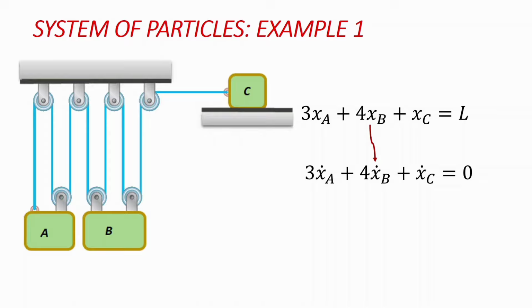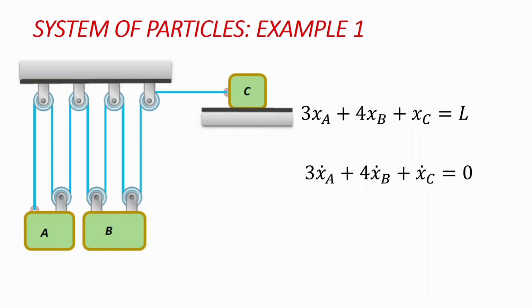Likewise, s dot b is the derivative of xb, and x dot c is the derivative of xc, and these are the velocity components. If you differentiate L, you get 0, knowing that the length of the string is constant for every point in time.